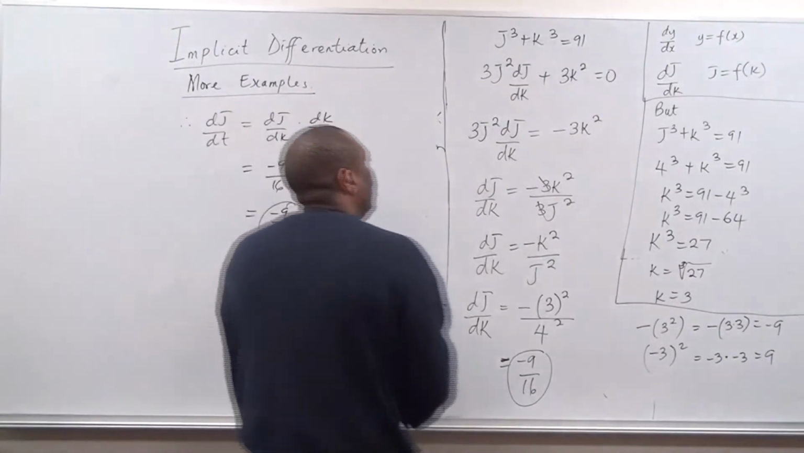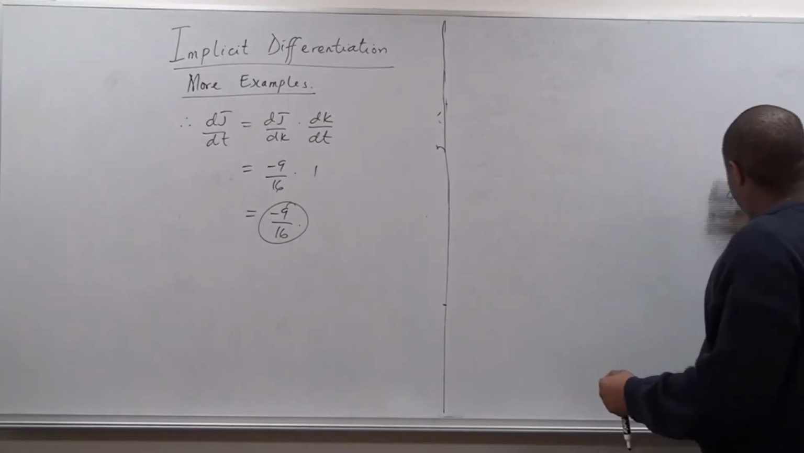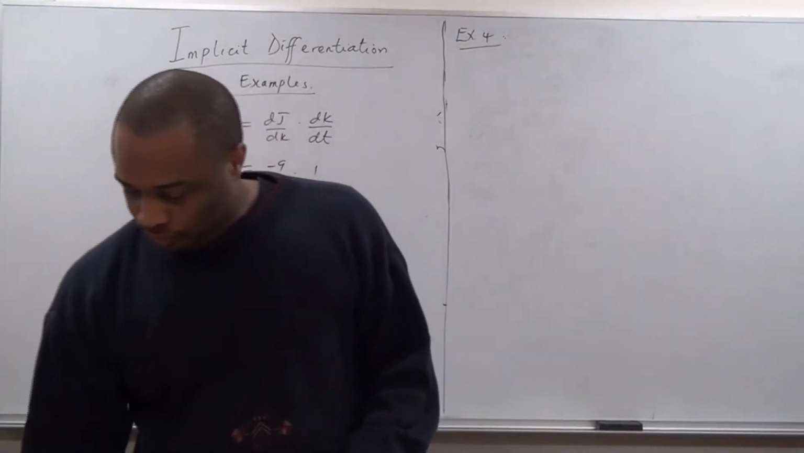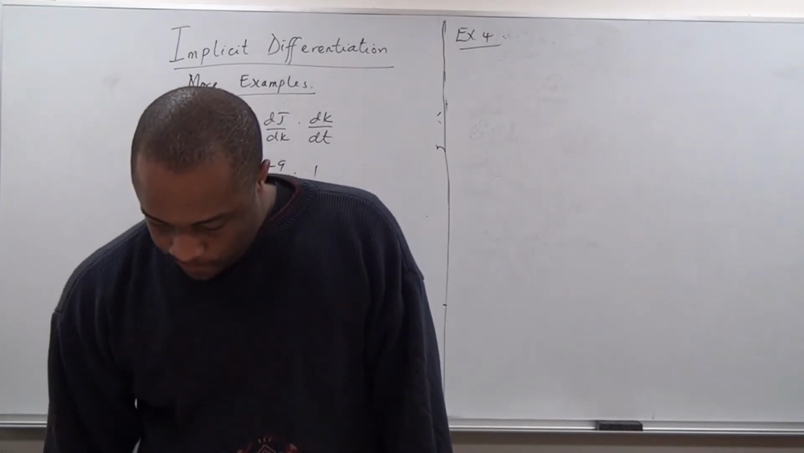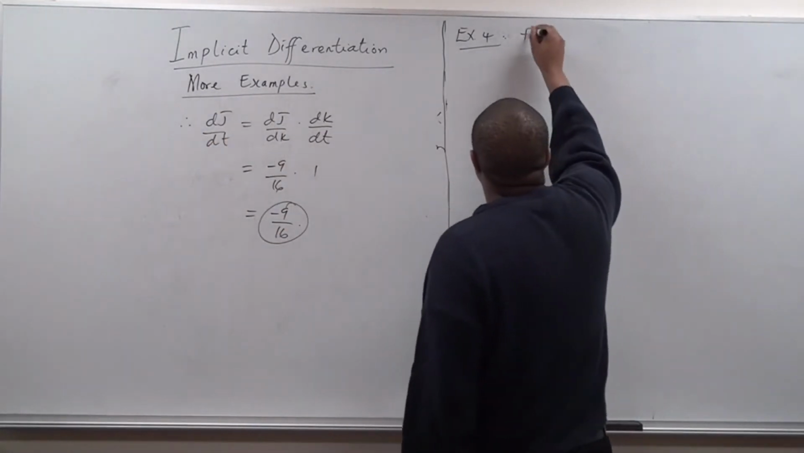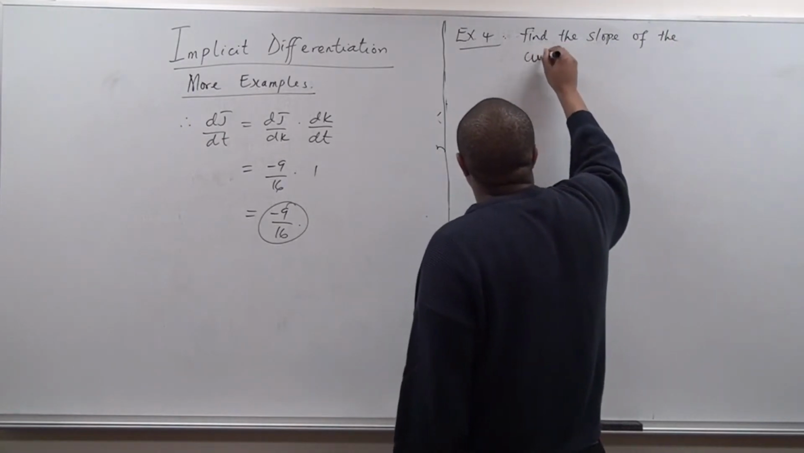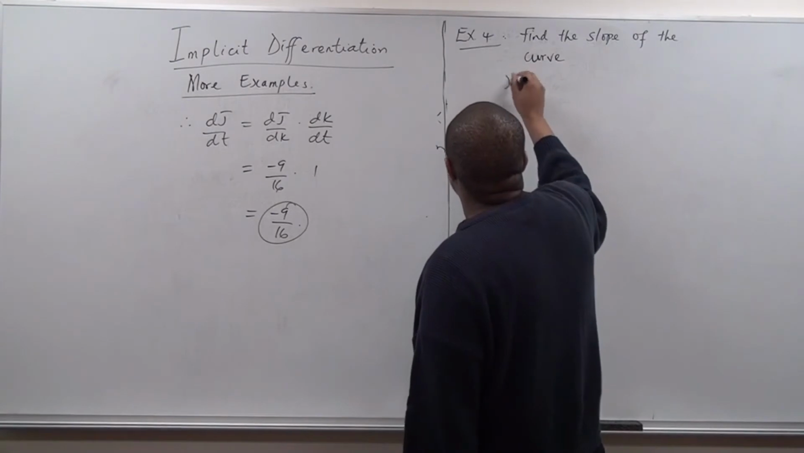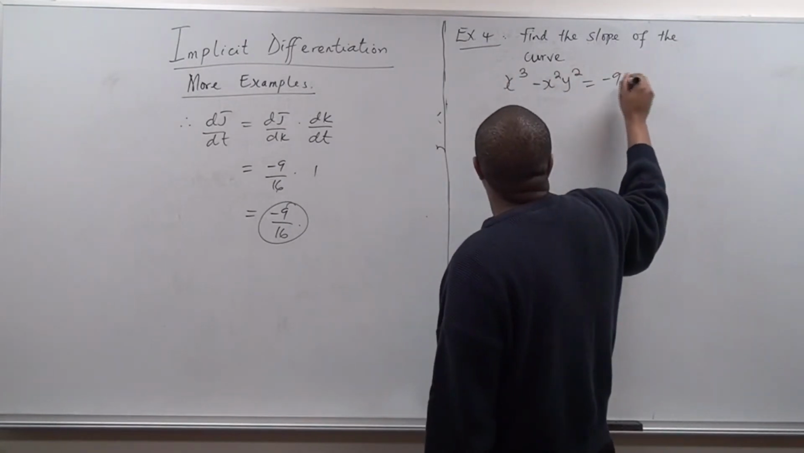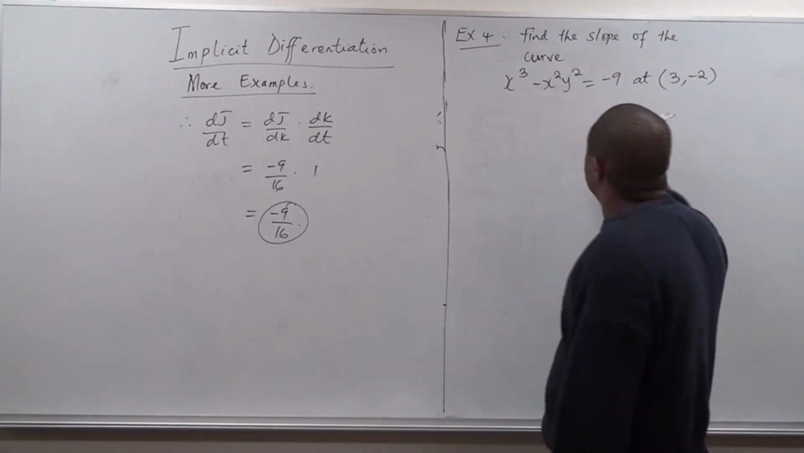Example 4. Differentiate. Find the slope of the curve x cubed minus x squared y squared equal to negative 9 at 3 and negative 2. So find the slope of the curve.